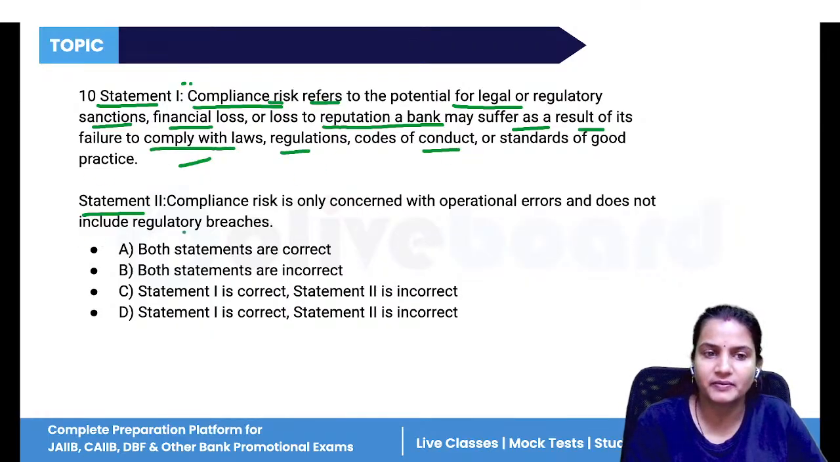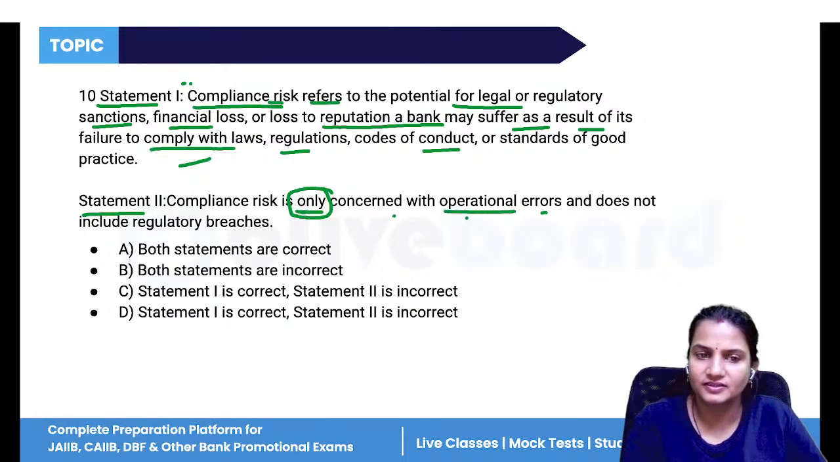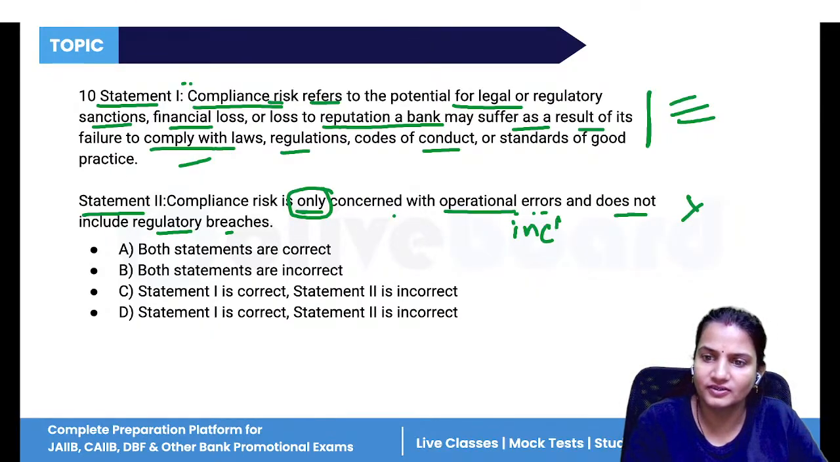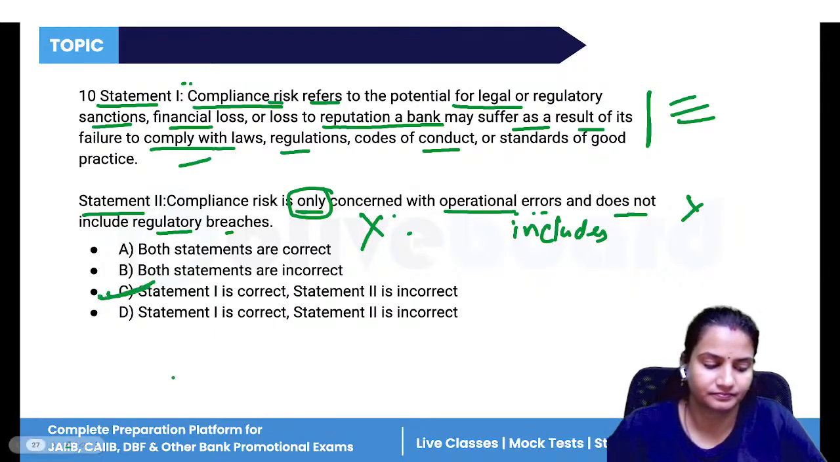Now, second statement says compliance risk is only considered with operational errors. Is it so? In compliance risk, we have seen that all these things are included, so how is it only concerned with operational errors? It does not include regulatory breaches? No, it includes regulatory breaches. So this statement is incorrect. So statement 1 is correct and 2 is incorrect. That is option C.